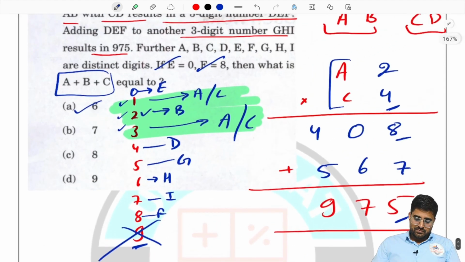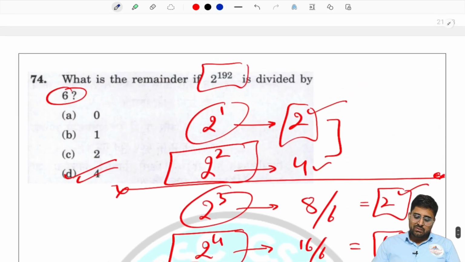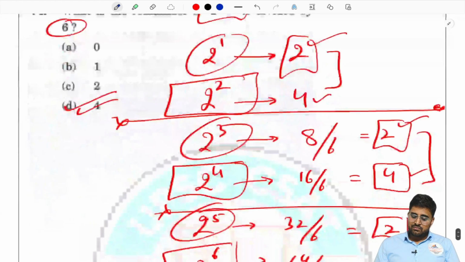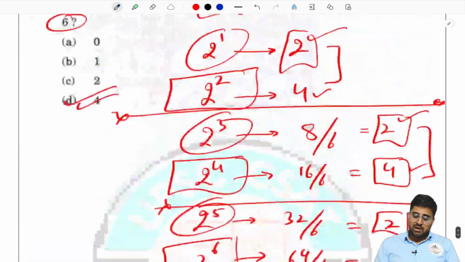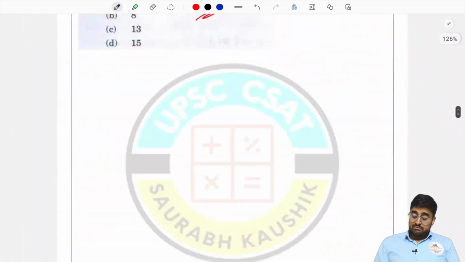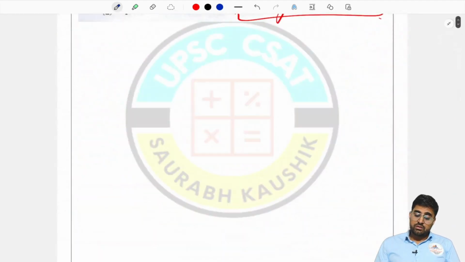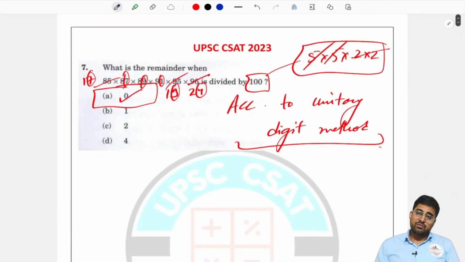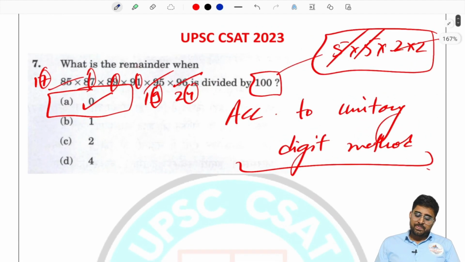I hope the fear of the 2023 paper is over now, and you can see that more than 20 questions are directly from a single chapter, which means 1/4 of the CSAT comes from a single chapter. That's the importance of number system. We will do some supporting chapters also in the upcoming series.